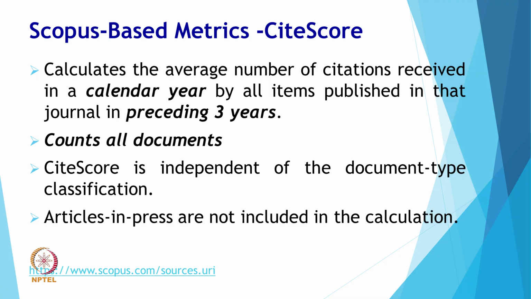CiteScore calculates the average number of citations received in a calendar year by all the items published in that journal in the preceding 3 years. It counts all the documents since they all have the potential to attract citations. So we may say that the CiteScore is independent of document classification. Articles in press are also included in the calculation of CiteScore.